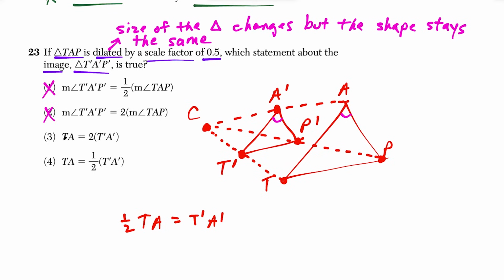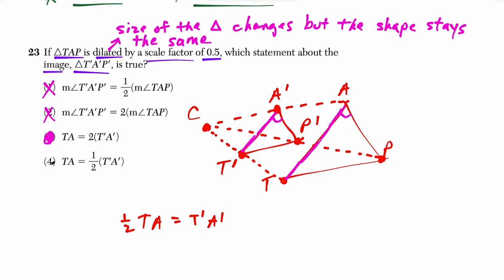So now we look at choice 3 and we have TA, so that's this segment over here. So I'll just highlight this segment. That's TA is twice the length of segment T prime A prime. Now this one is true because, once again, we have a scale factor of 1/2. So the length of all 3 sides of the original triangle are going to be cut in half. So if we double the length of the new triangle, the smaller one, that's going to bring us back to the original length. So this answer choice is looking good.